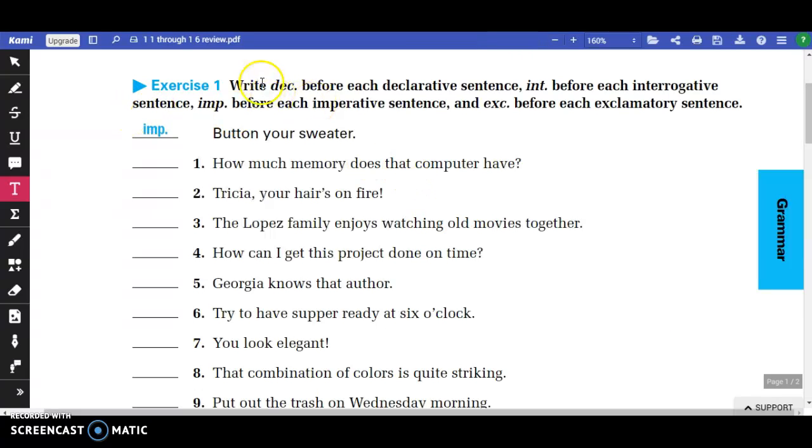Exercise 1. Write DEC before each declarative sentence, INT before each interrogative sentence, IMP before each imperative sentence, and EXC before each exclamatory sentence. Let's go over some examples together. 1. How much memory does that computer have? Because this sentence has a question mark, it is interrogative, so I need to write INT.